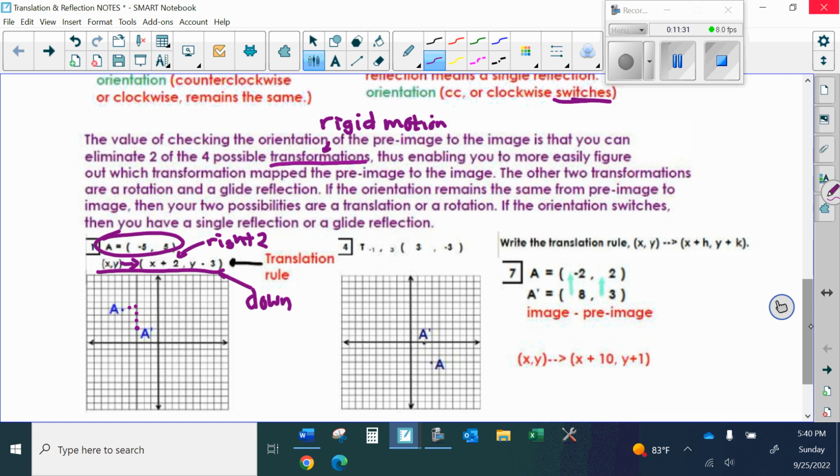Now you could also just plug the numbers in, whatever the original x and y are, plug in for x and y, and it'll give you new points. But you should easily be able to see if it's plus 2. With the x coordinate, x is left or right. Plus is to the right, so that means right 2. If it's minus, that'd be left 2. y is up or down. Since it's a minus, that means down. If it's a plus, that'd be up. So that's what a translation rule looks like.